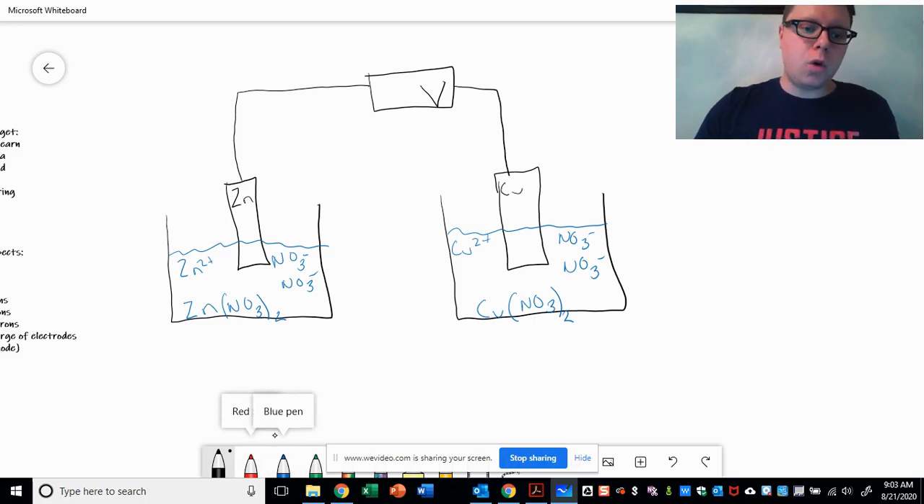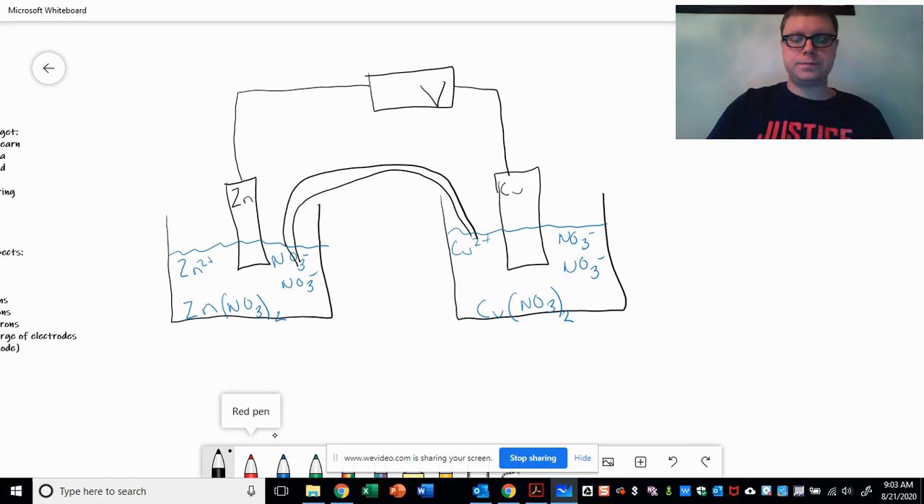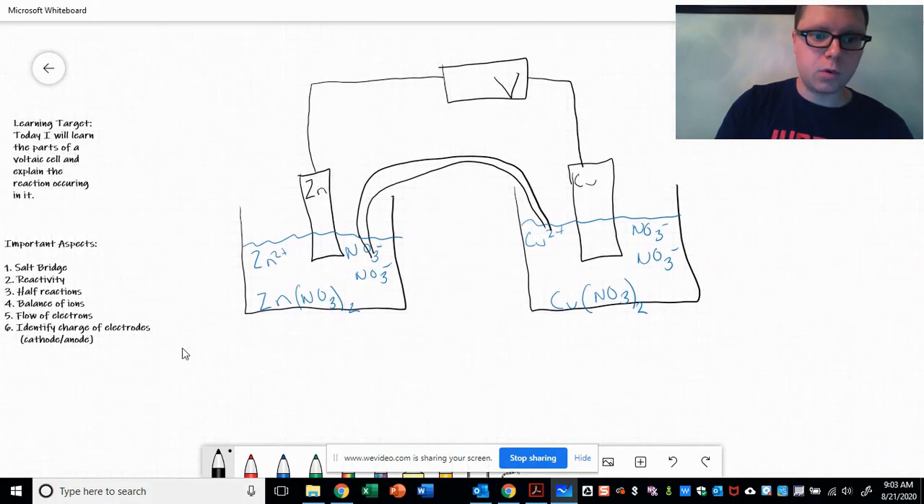All right. Now we need a really important piece of equipment. It's going to go from the fluid of one solution to the fluid of another, and it does need to be in the actual fluid part. This is our salt bridge. And I'm going to bring this part over so you can see the important aspects we're talking about. So that's number one we're talking about, the salt bridge.